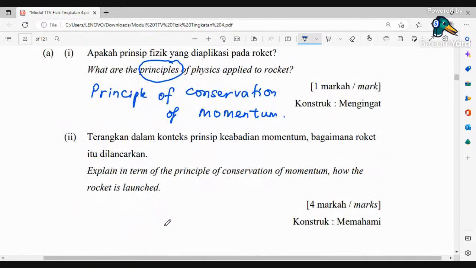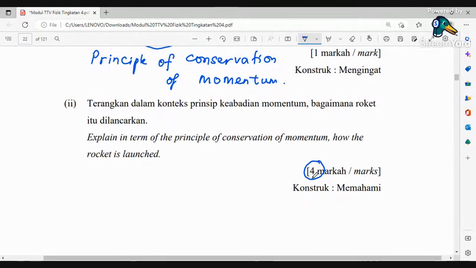Okay. Part 2, explain in terms of principle of conservation momentum how rocket is launched. 4 markah. 4 markah. Kalau 4 markah, mesti ada 4 points. Okay, 5 pun tak apa. Lagi banyak bagus lah. Tapi mesti ada points. Jangan salin very lengthy essay untuk 4 marks. In the end, tak ada markah. Sebab you tak cerita point, you tak sebut principle of conservation momentum. Sebab ini memang dah mention, kena mention principle of conservation momentum.